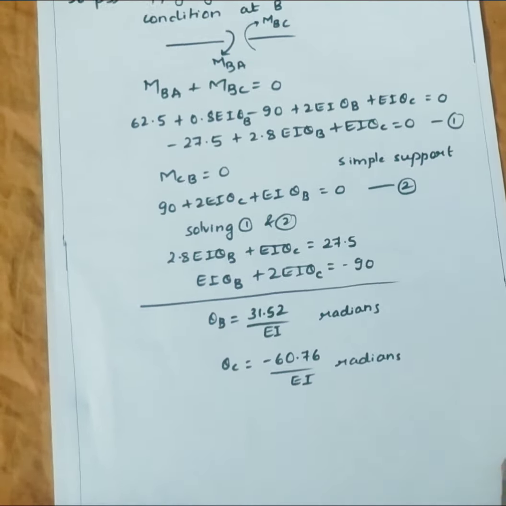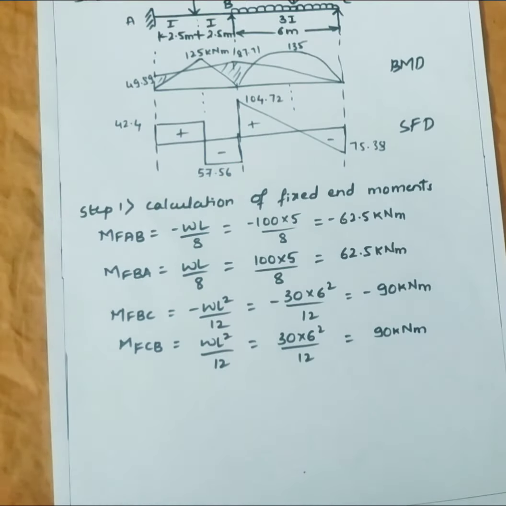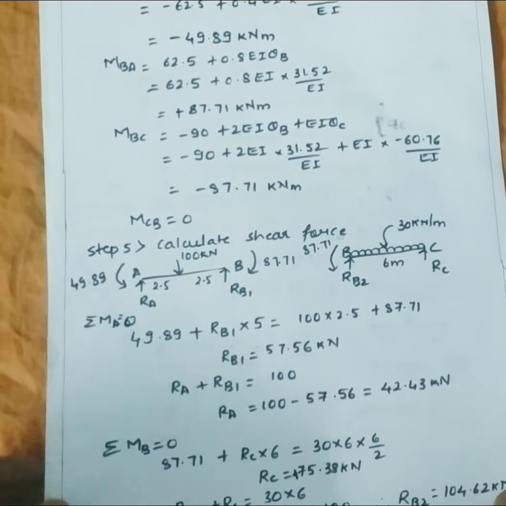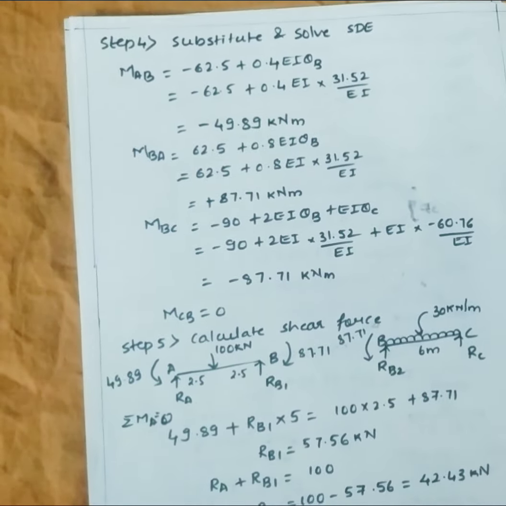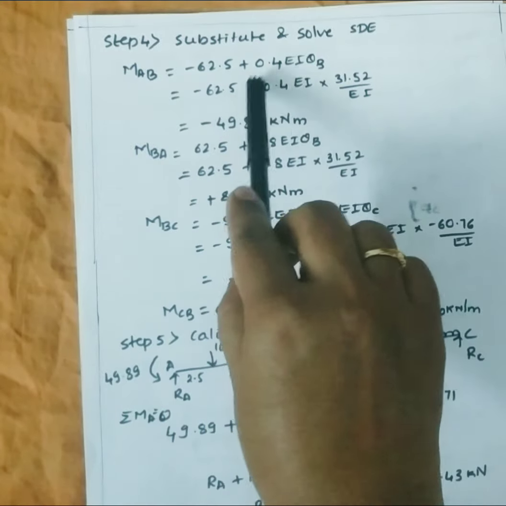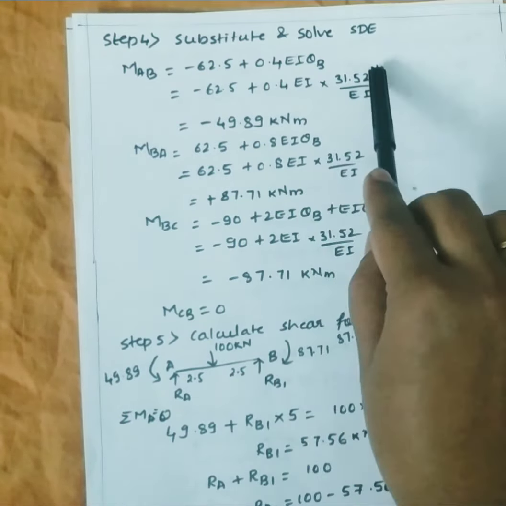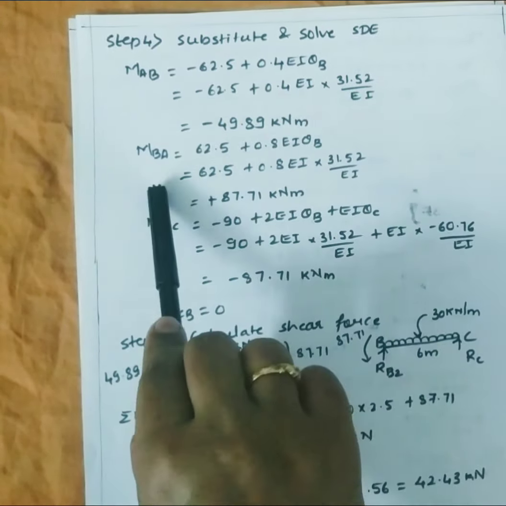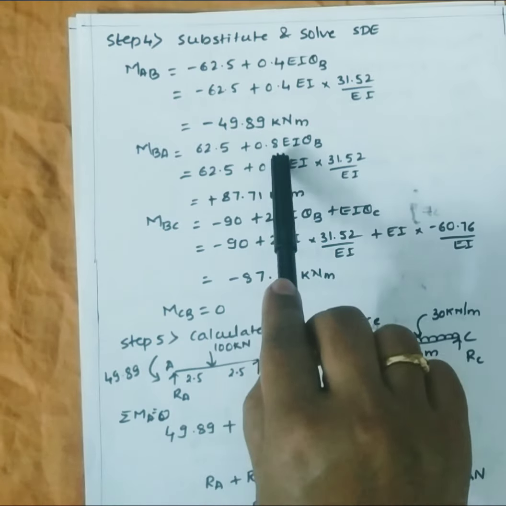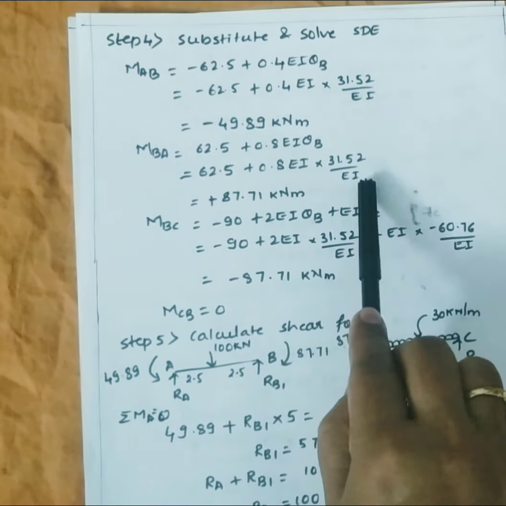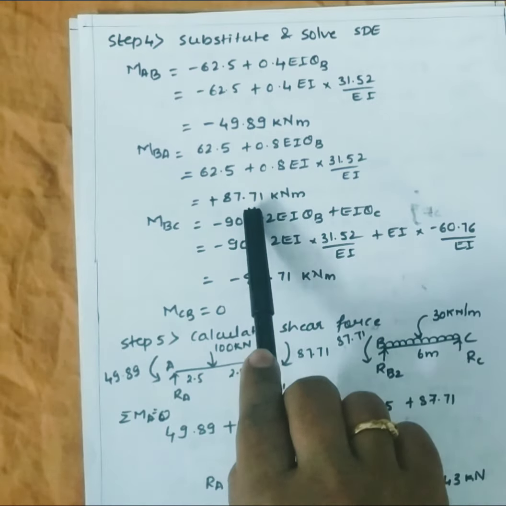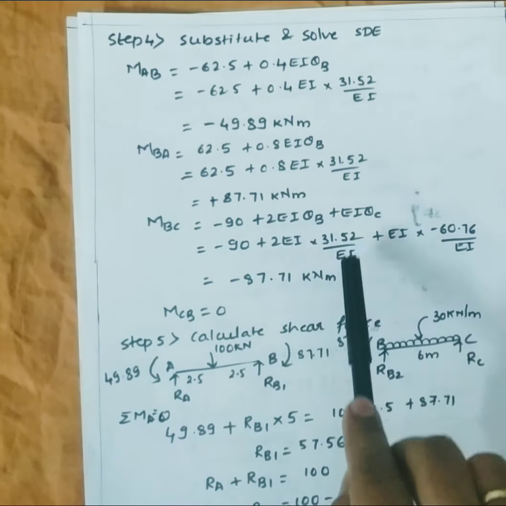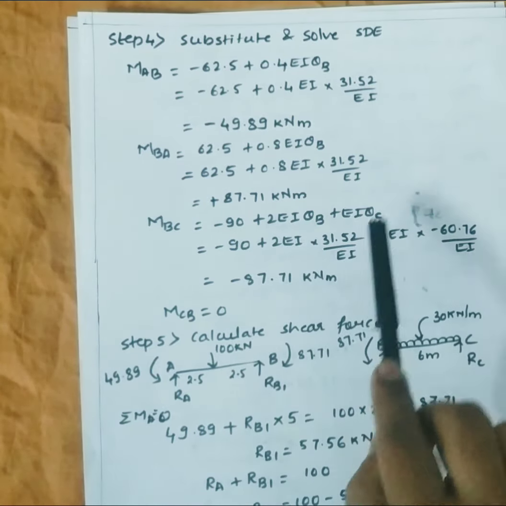Okay, next what we have to do is substitute the rotation values in all the slope deflection equations. So MAB equals minus 62.5 plus 0.4 EI theta B, which is 31.52 by EI. So we get MAB equal to minus 49.89 kilonewton meter. MBA is 62.5 plus 0.8 EI theta B, which is 31.52 by EI. So 87.71 kilonewton meter.